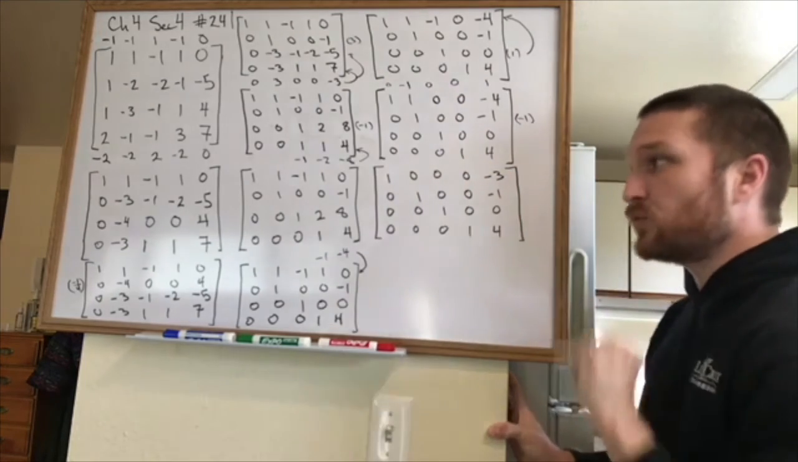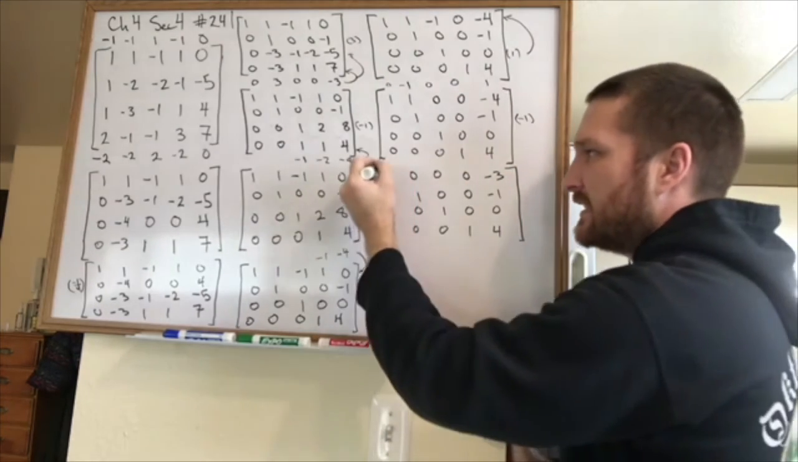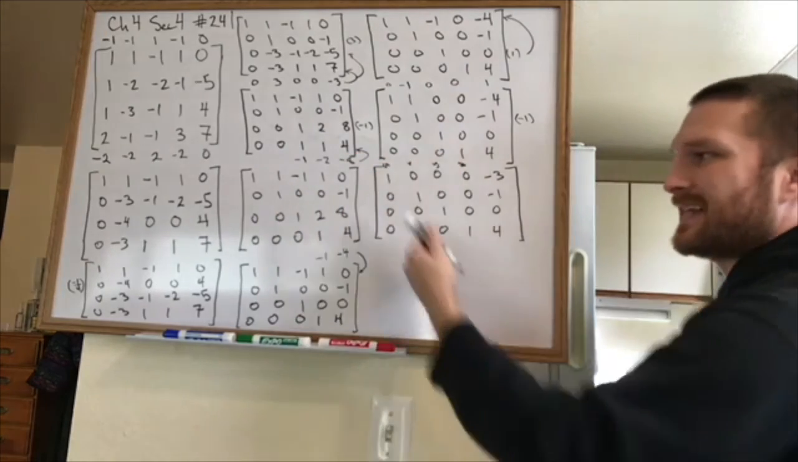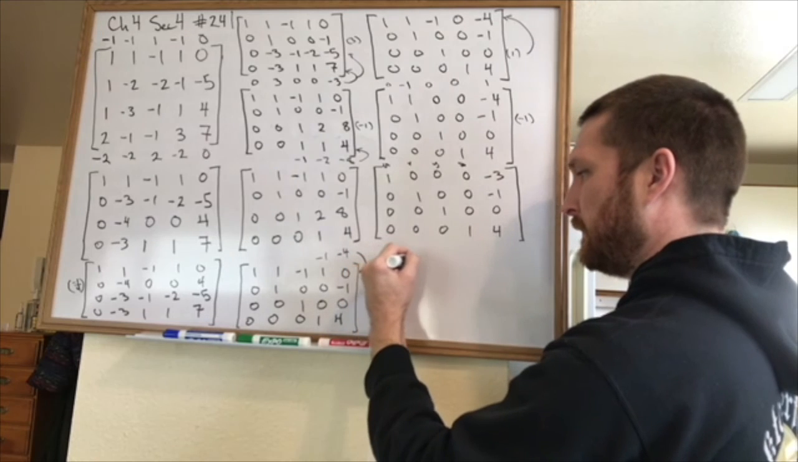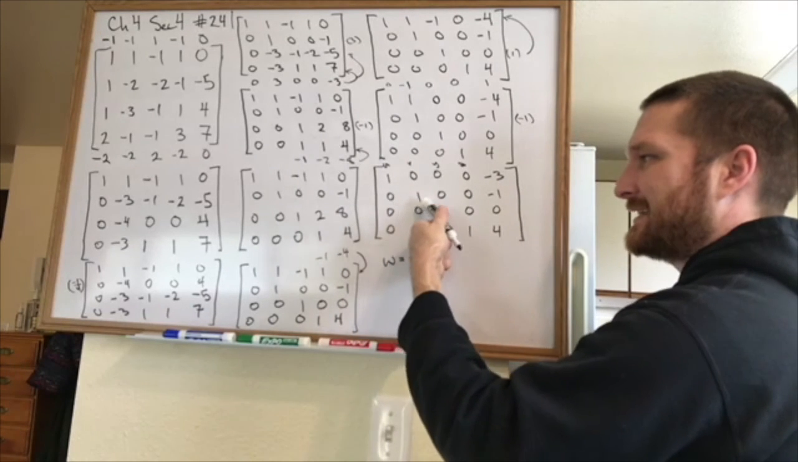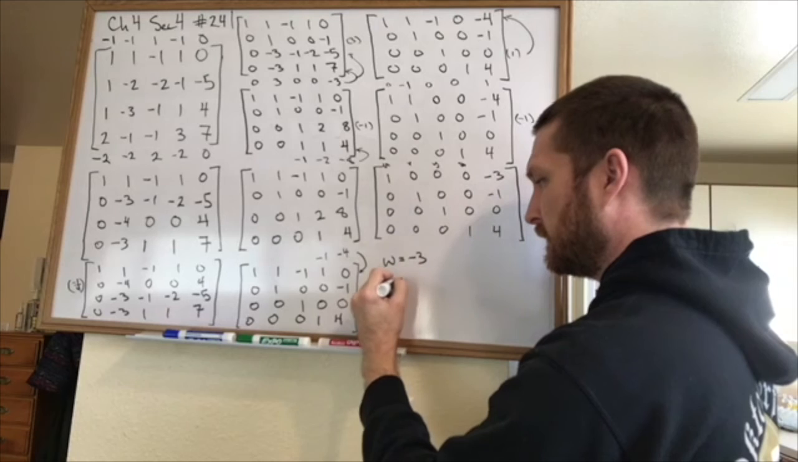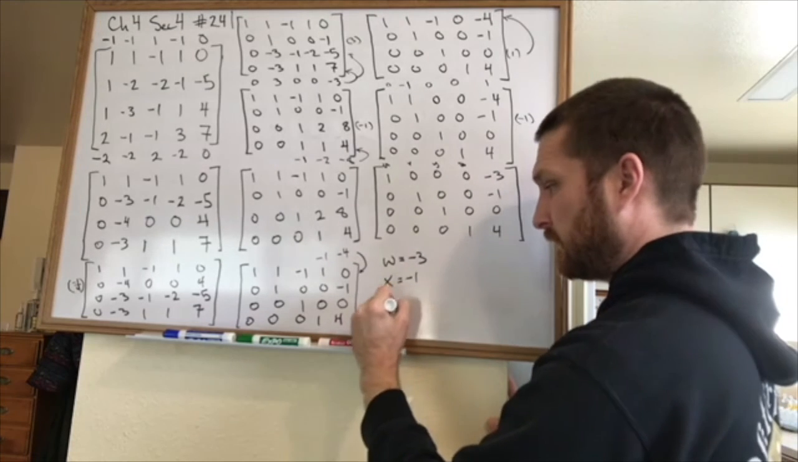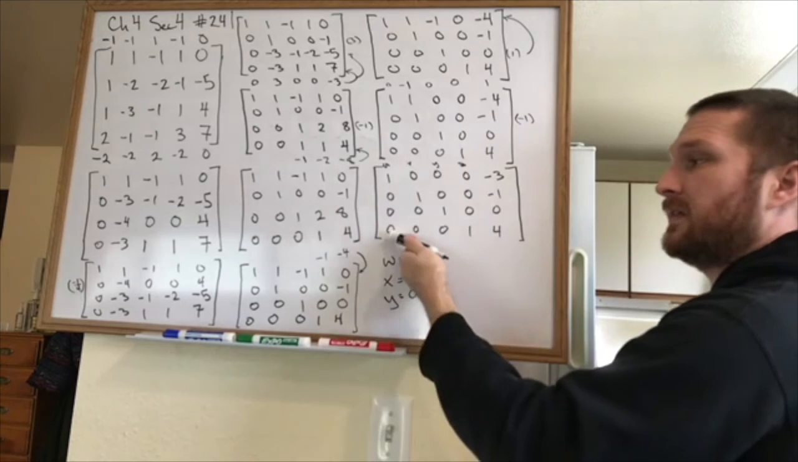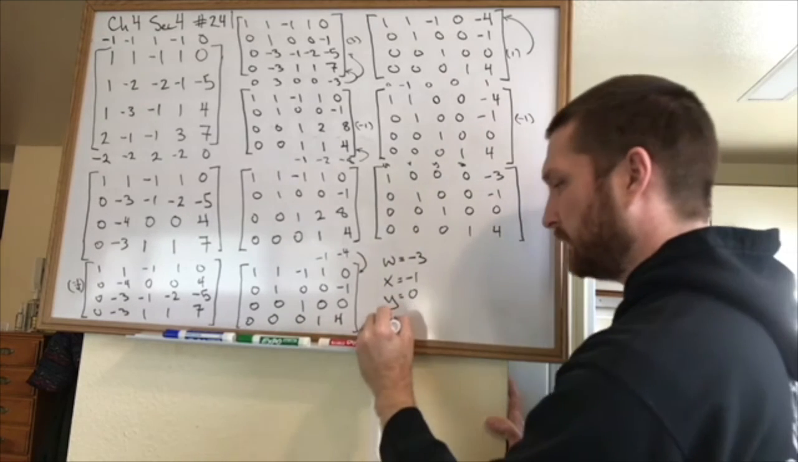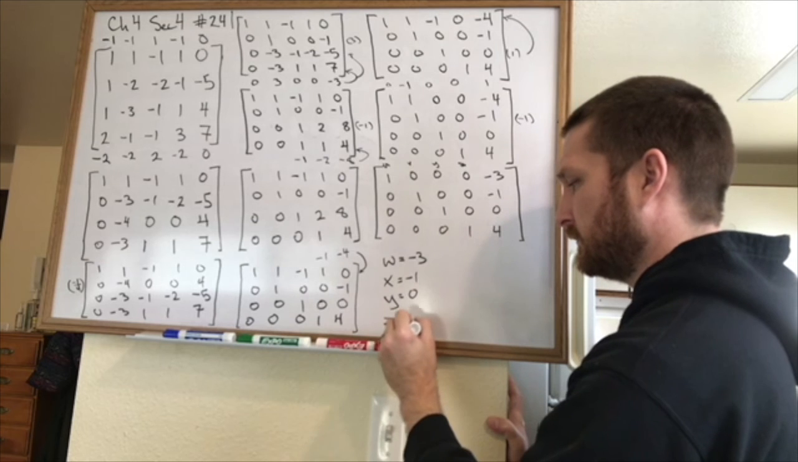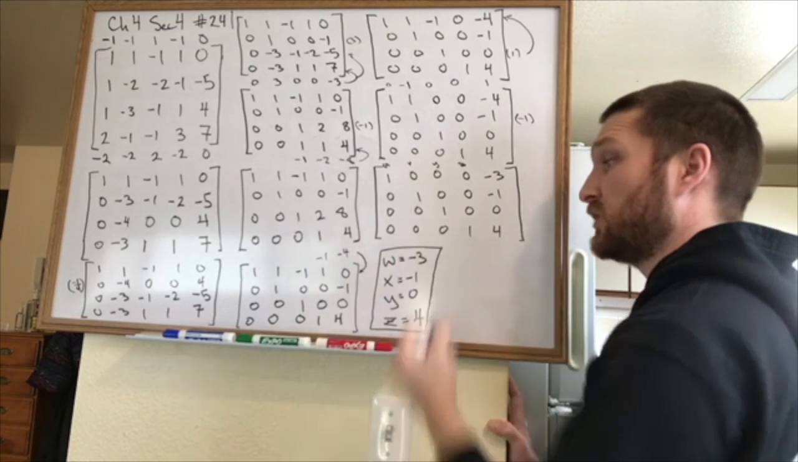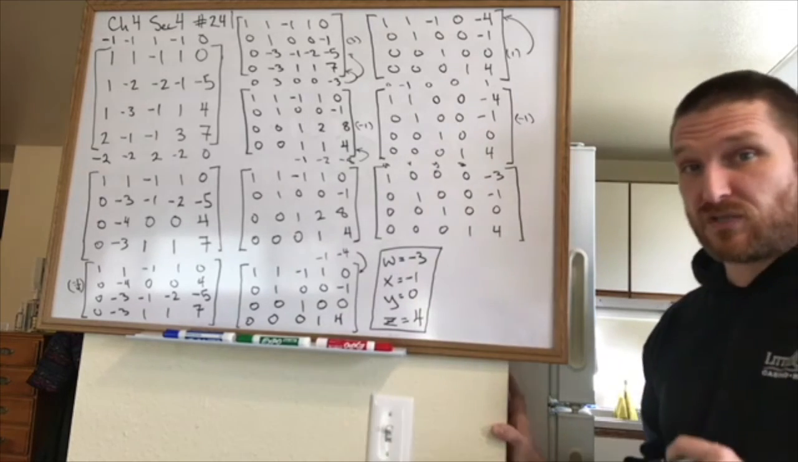Okay, so now finally, to answer this, we're going to say this is the W column, this is the X and the Y and the Z columns. And so this means that W equals -3. This means that X equals -1. That Y equals 0. And finally, that Z is equal to 4. And there's your answer. So we want to check this by plugging this back into the original equations.